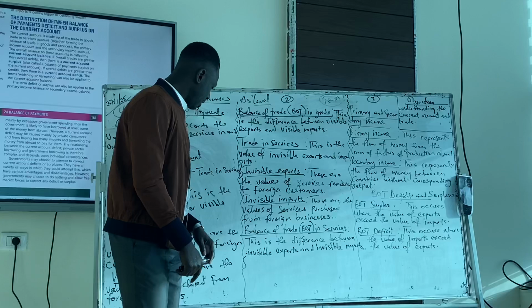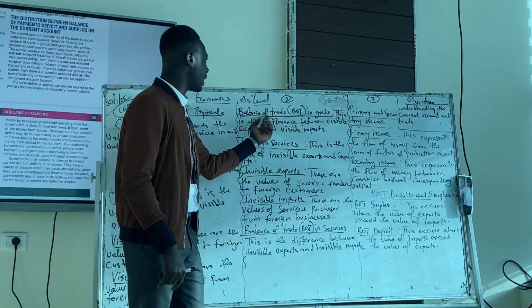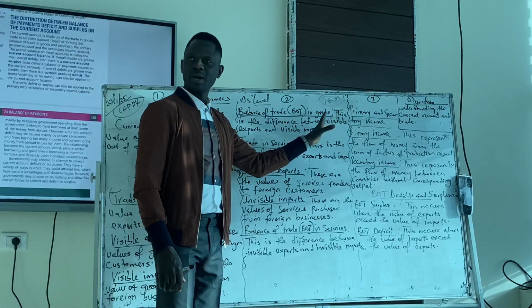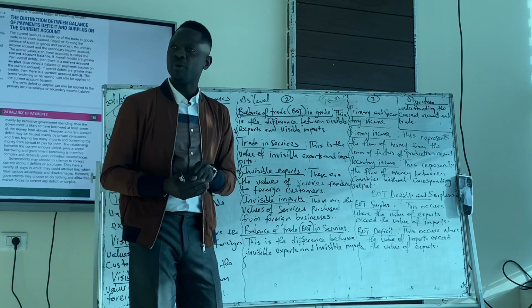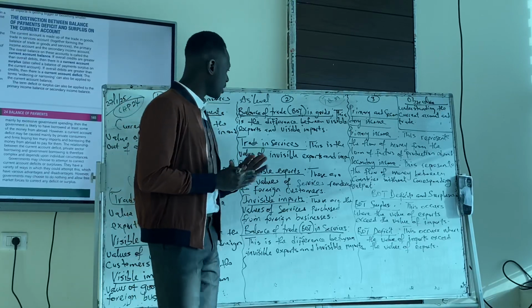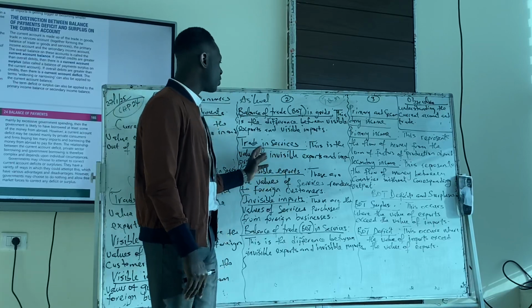So the difference between the visible export and visible import is called balance of trade in goods. So we have balance of trade in goods, which is the difference between the export of goods and the import of goods. Any question about that? Good. Then the other side of the current account is trade in services.